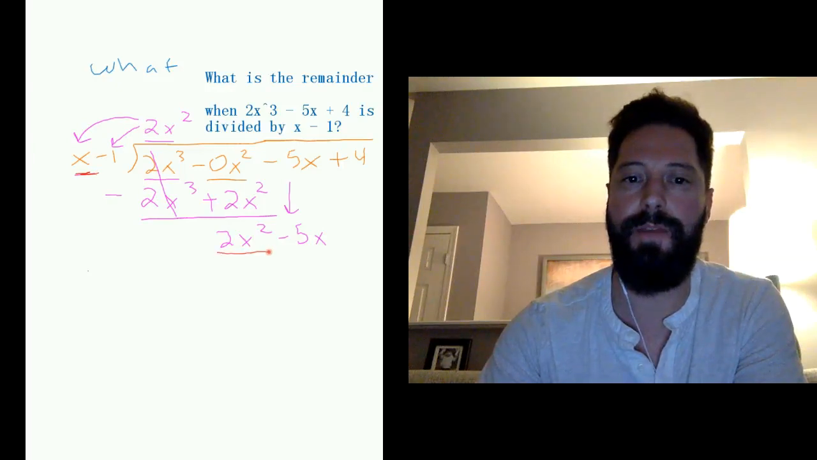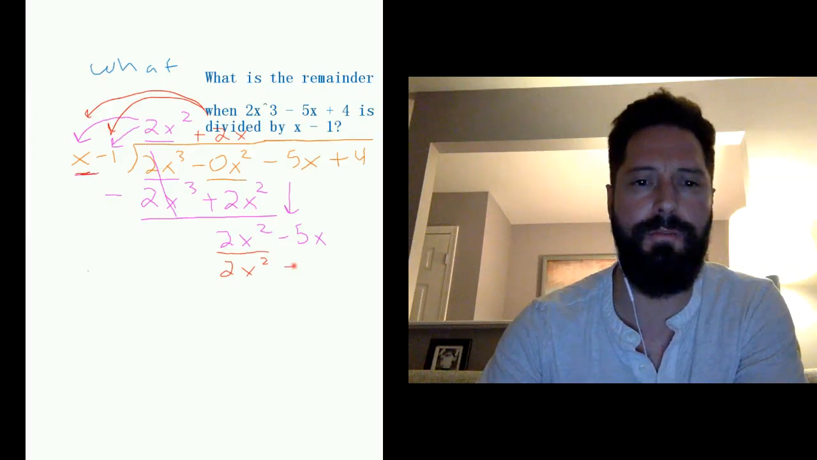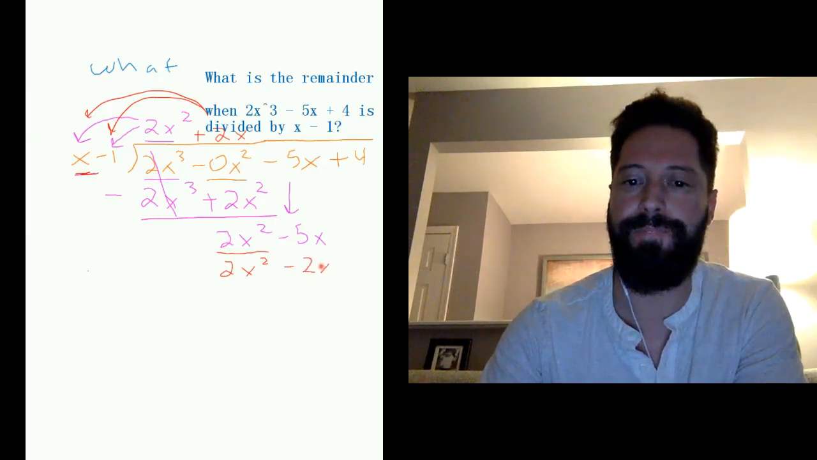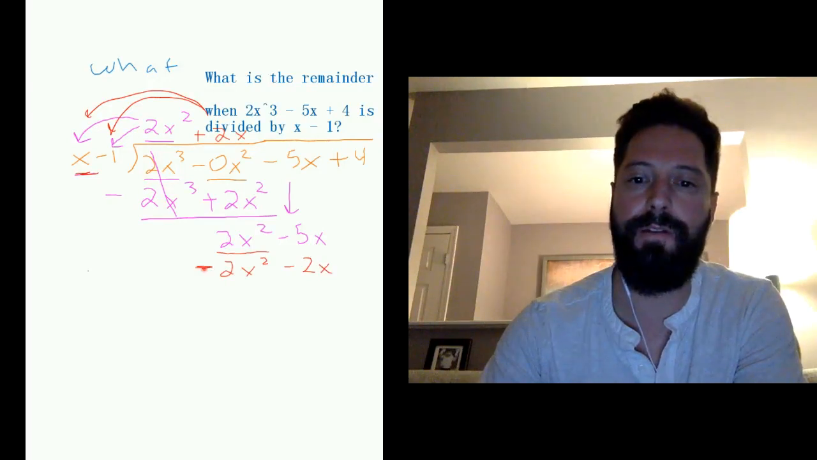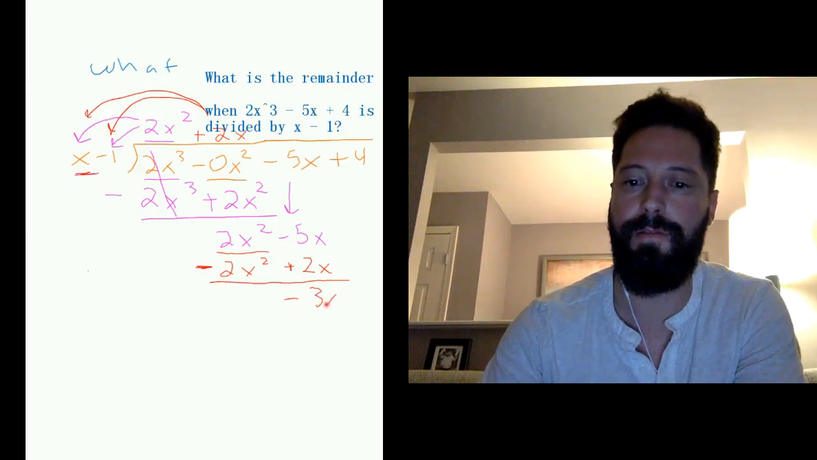And we need an extra x in there. We distribute this over, get 2x squared. We distribute this over to the 1 to get a minus 2x. We subtract the whole thing, and subtracting the entire thing means we just change the signs and add, and this gives us a negative 3x. Bring down the positive 4, and rinse and repeat.